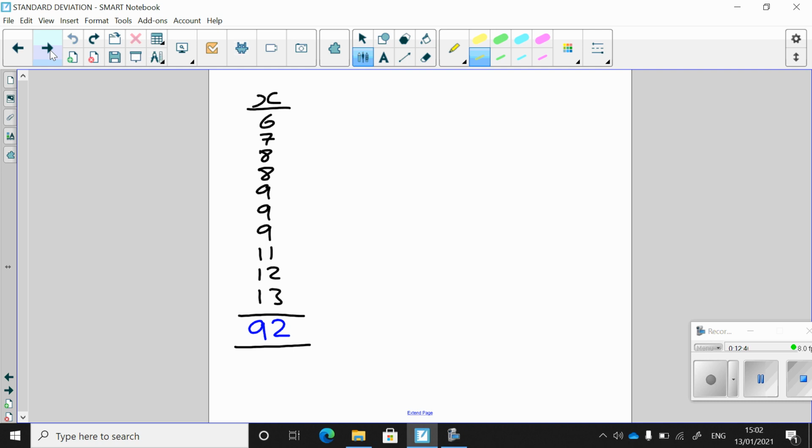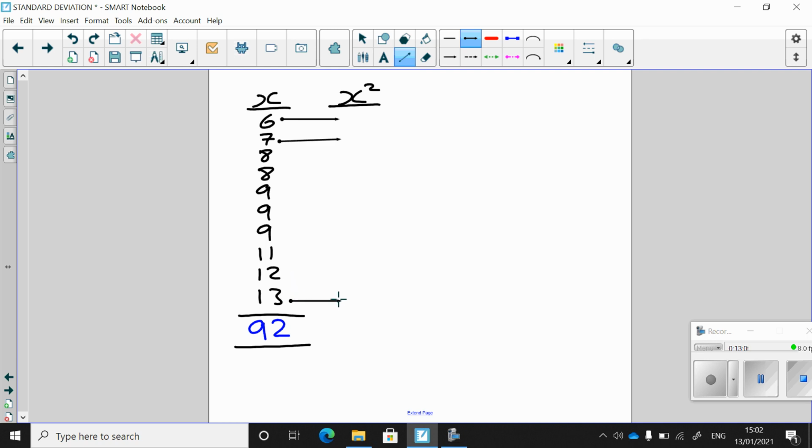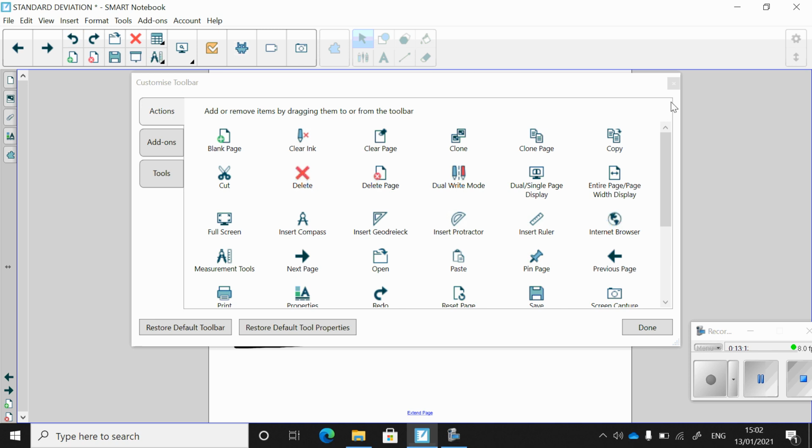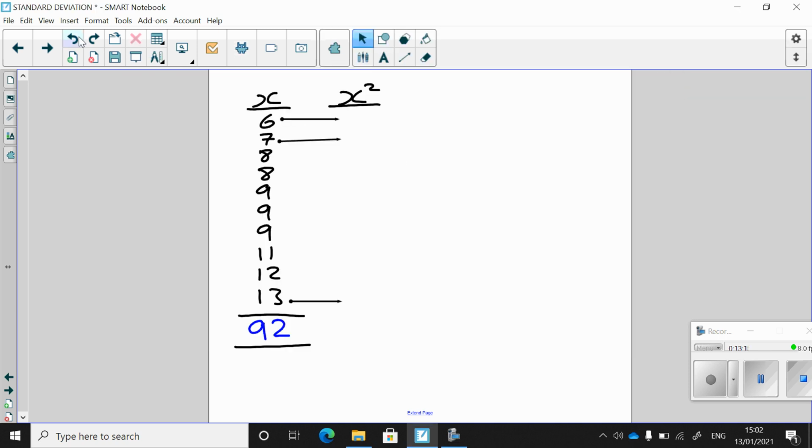Right. Let's move on. So I've introduced this thing called x squared. We're taking each of our numbers individually: take 6, square it, take 7, square it, etc. All the way down to 13, square it. Use your calculator. We'll speak about calculators later.